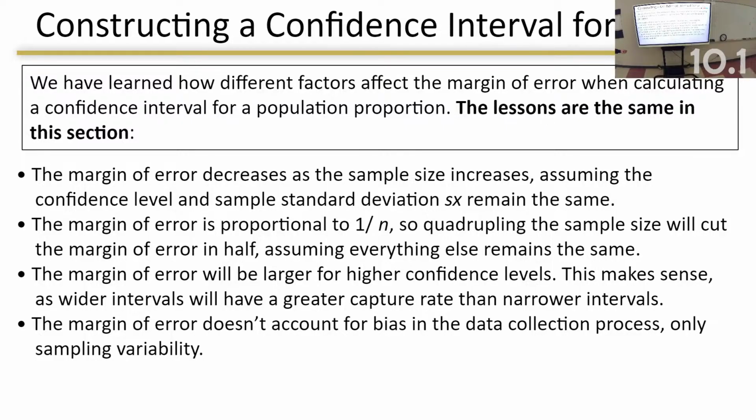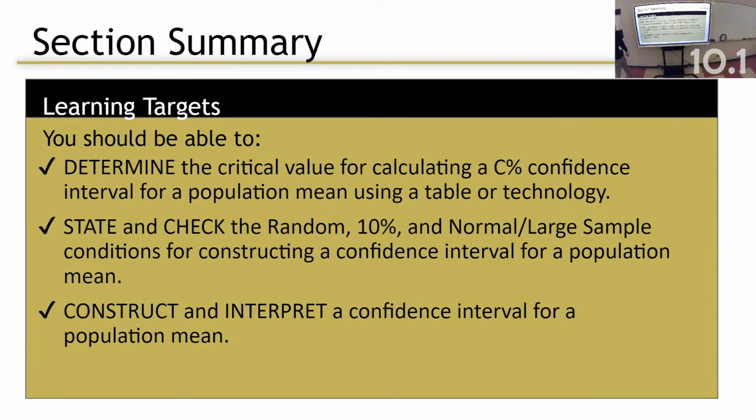It still doesn't account for bias, right? That has to do with the method. So if your sample is biased, your interval is going to be biased. That's not going to change anything. Okay? What else I'll say? Determine the critical value. I hope you know how to do that. I hope you can check and state the conditions, and I hope you can construct and interpret a confidence interval.